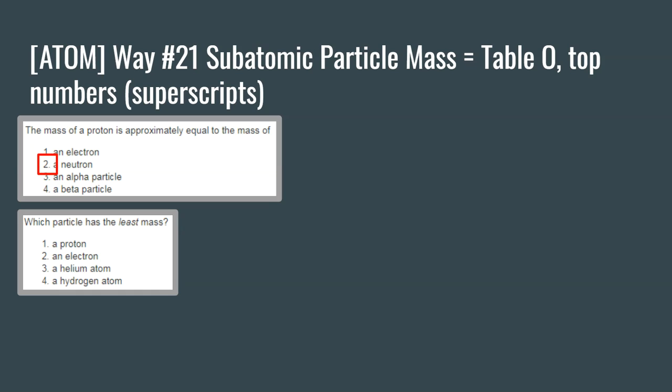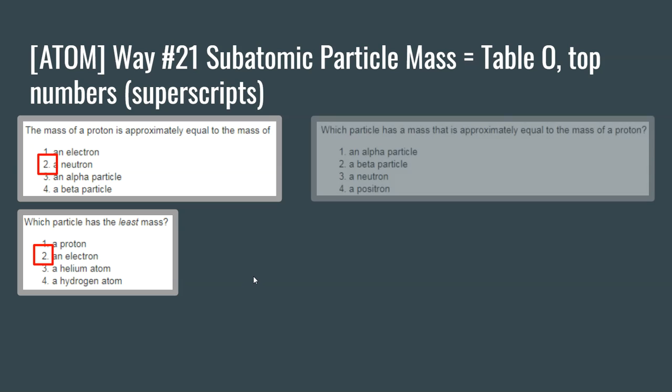Looking up the particles on Table O reveals that an electron has the least mass, with a mass of 0. Therefore, the answer is 2. Which particle has a mass that is approximately equal to the mass of a proton?